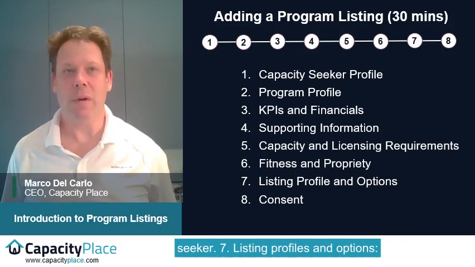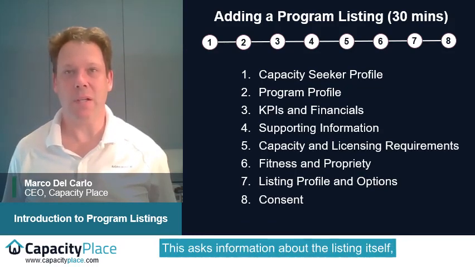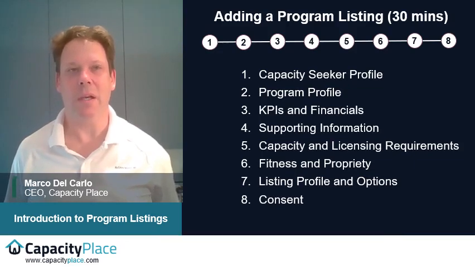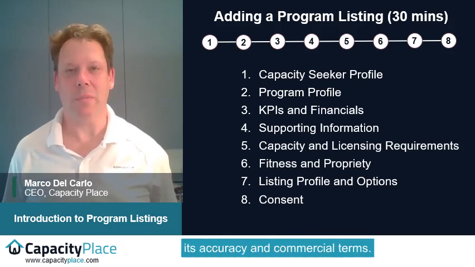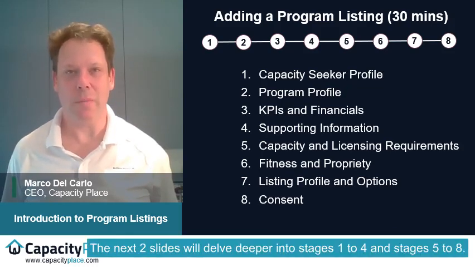7, Listing profiles and options. This asks information about the listing itself, as well as confidentiality and anonymity options. 8, Consent. This stage provides consent regarding the listing, its accuracy, and commercial terms. In the next 2 slides, we'll delve deeper into stages 1 to 4 and stages 5 to 8.